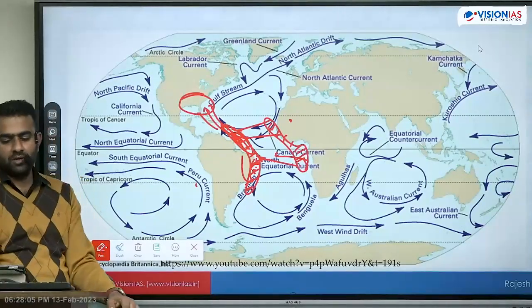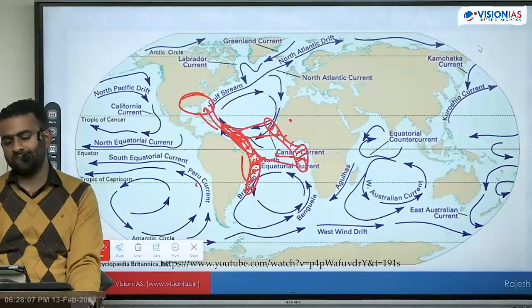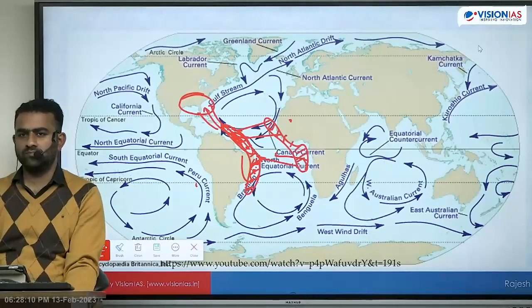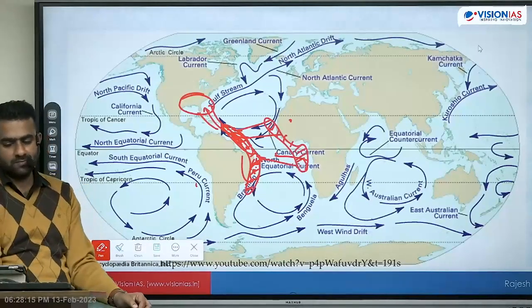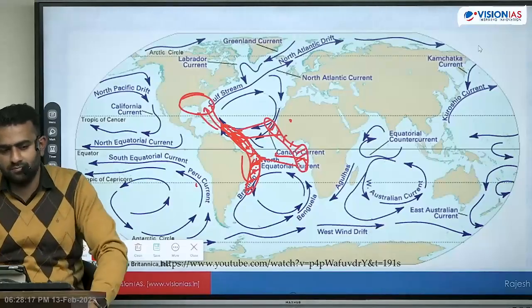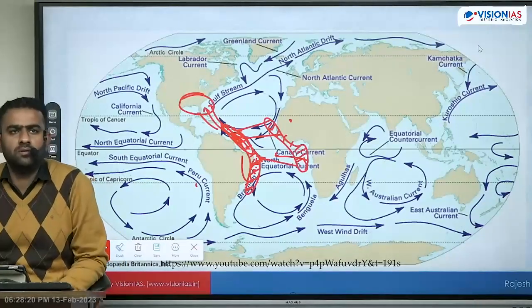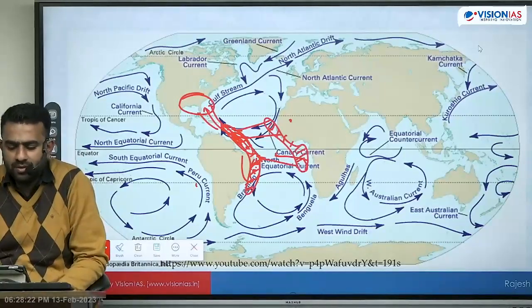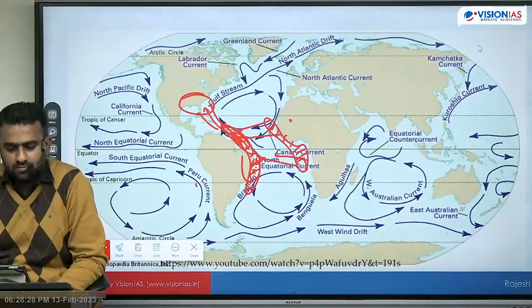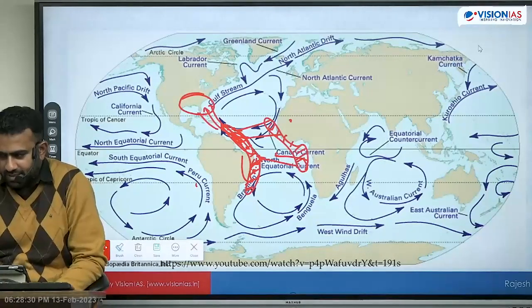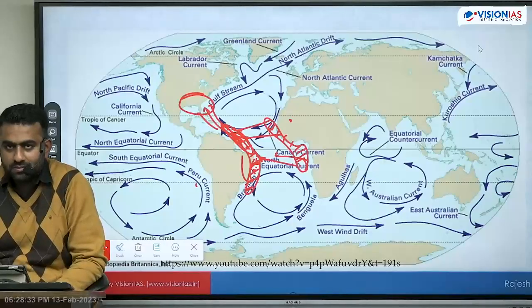Next point. The western parts of oceans within tropical regions experience favorable conditions for the formation of cyclones.